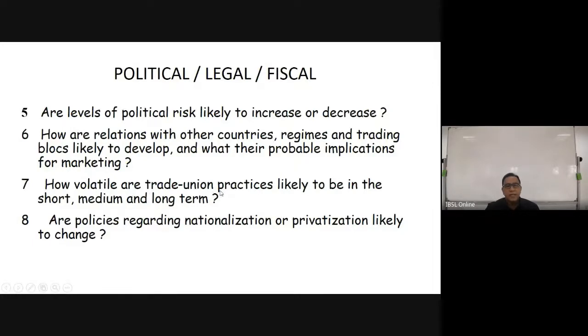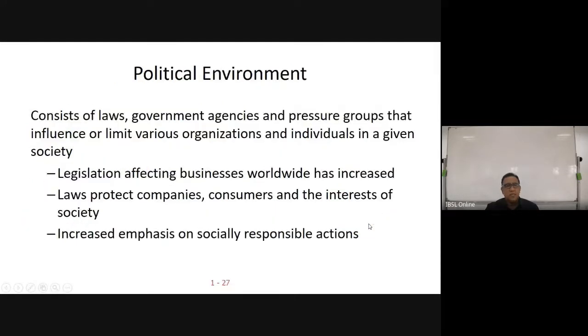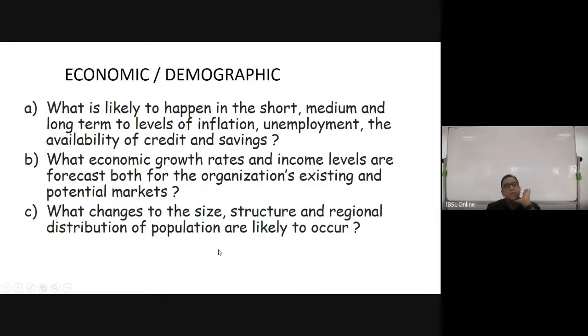How volatile are trade union practices likely to be in the short, medium, and long term? Trade union activities and protests can affect the business. Policies regarding nationalization and privatization are likely to change. Political environment consists of laws, government agencies, and pressure groups that influence or limit various organizations. So these are all the things related to the political environment of business. Laws protect companies, consumers, and interests of society, and increase emphasis on socially responsible actions.